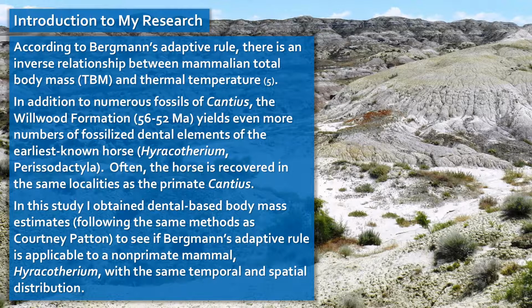In addition to numerous fossils of Cantius, the Willwood Formation yields even more numbers of fossilized dental elements of the earliest known horse. Often the horse is recovered in the same localities as the primate Cantius. In this study, I obtained dental-based body mass estimates following the same methods as Courtney Patton to see if Bergmann's adaptive rule is applicable to a non-primate mammal, Heracotherium, with the same temporal and spatial distribution.